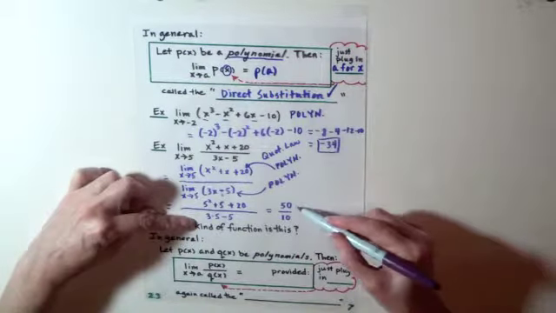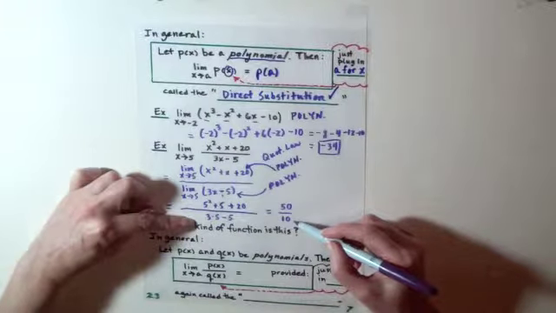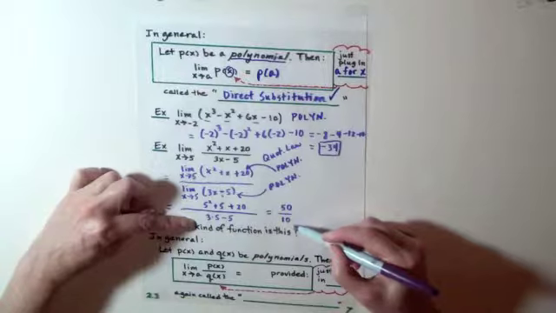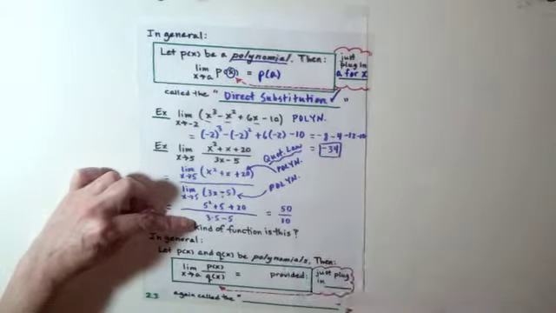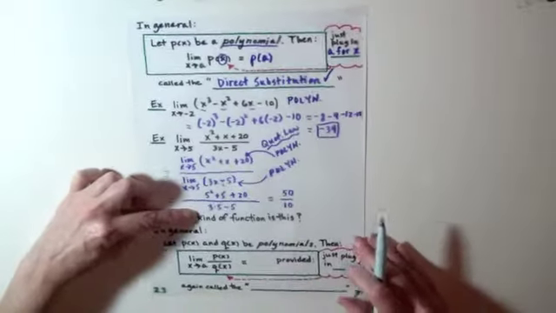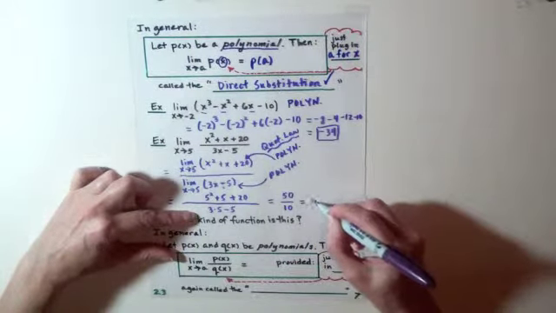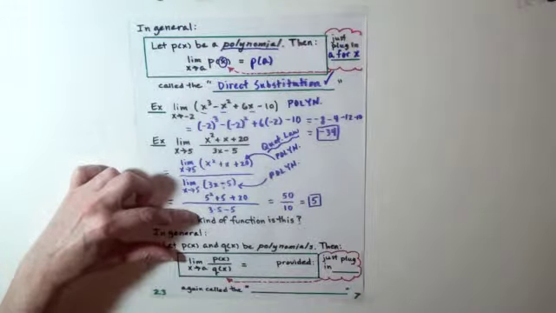So I end up with 50 as the limit in the top, 10 is the limit in the bottom. Notice in particular that the bottom limit did not turn out to be 0, and that means that I was allowed to use this quotient law in order to determine the limit. So let's go ahead and compute this. 50 divided by 10 would be 5, and the answer to my problem then would be equal to 5.